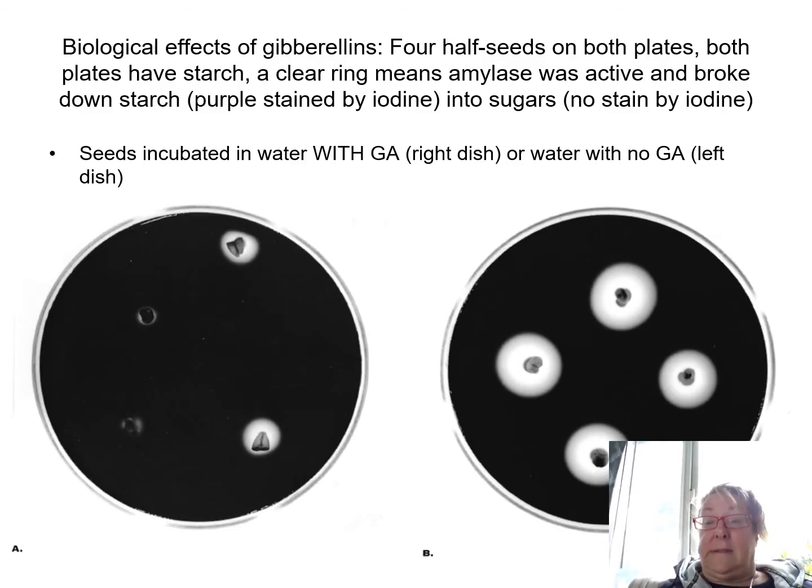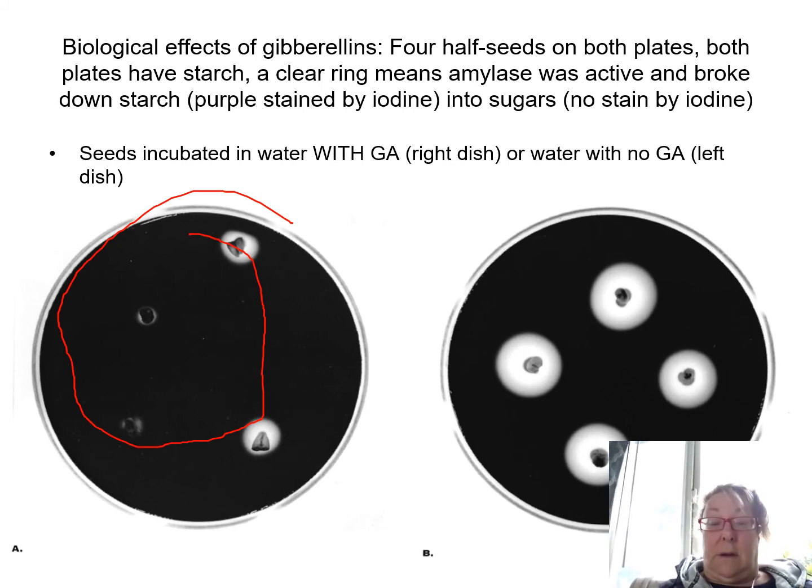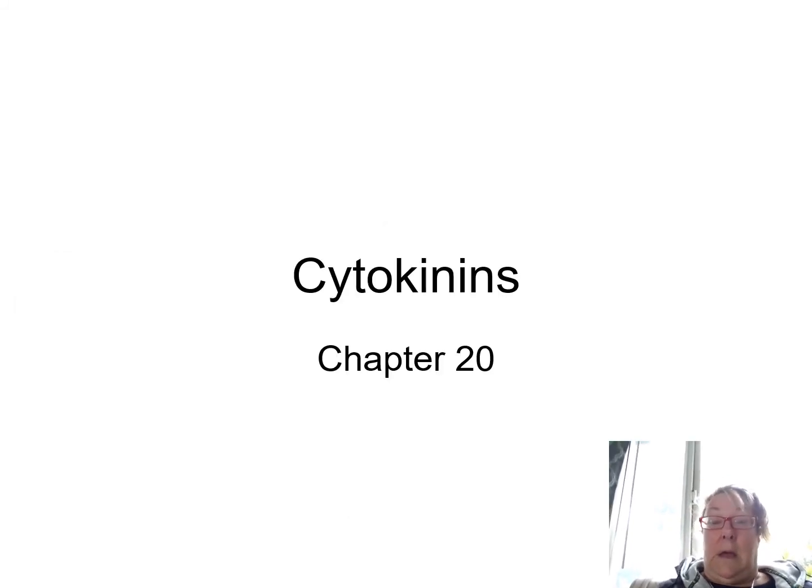On the right-hand side, 4 seeds were placed on a dish that had gibberellic acid pretreatment. The halo here, the clear area, shows where amylase has been produced. Much more with gibberellic acid than on the left without gibberellic acid. Sorry, I'm trying to go fast.